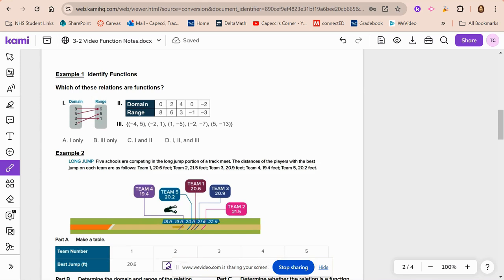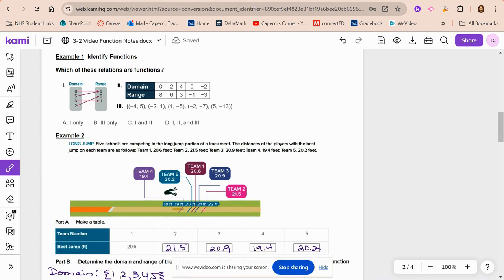So here, we're going to identify some functions. Which of these are functions? So in this first one, each domain only has one arrow going from it. So that would mean that yes, that's a function. That one's good. And looking at the table, when we're looking at our domains, we notice that the x value, the number 0, is repeated. So that would be no, it's not a function, because for every input, we can only have exactly one output. And in this case, we have two outputs, 8 and -1.